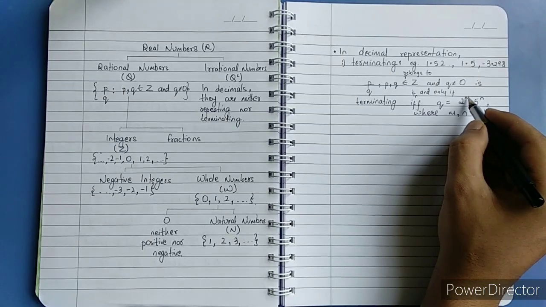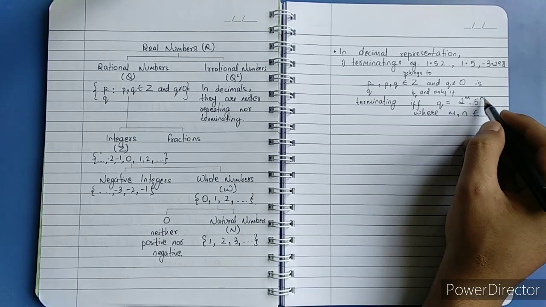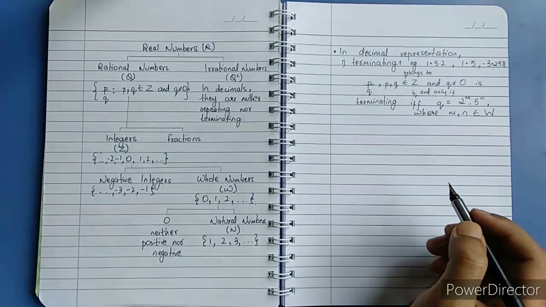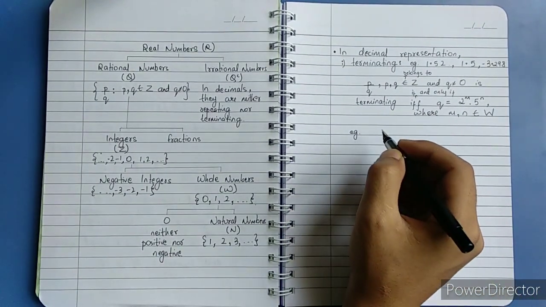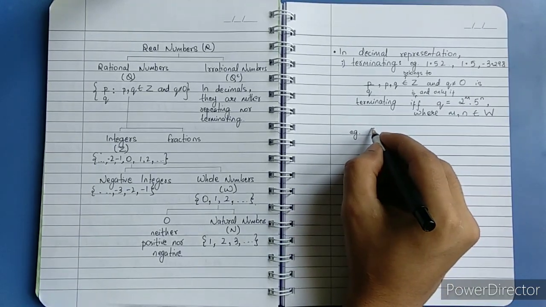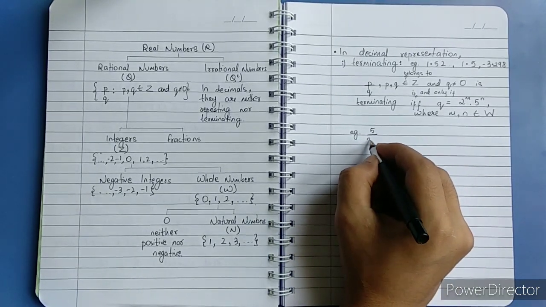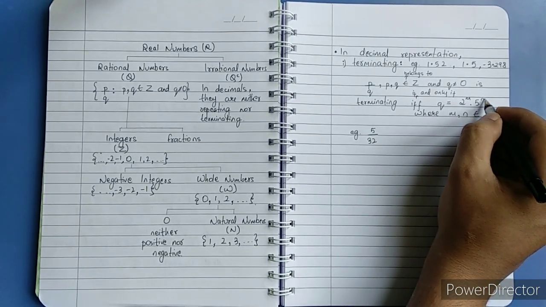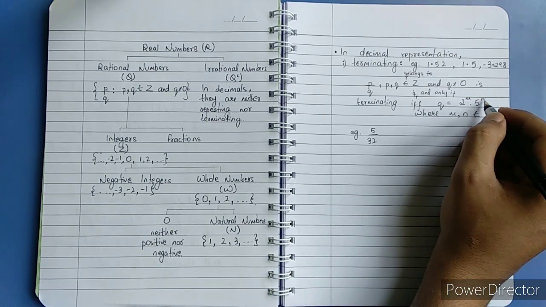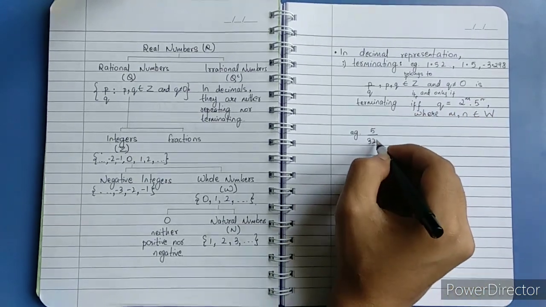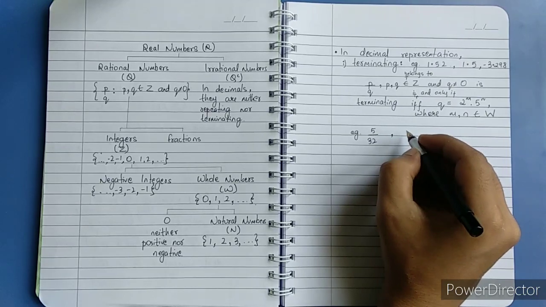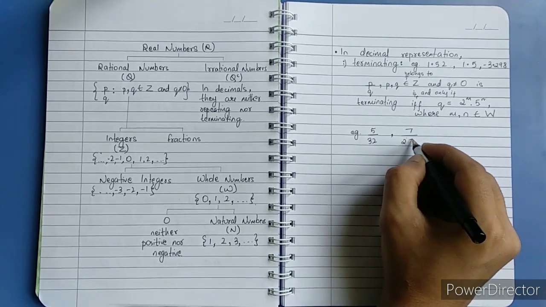So say m is 0. So if m is 0, 2 to the power 0 is 1 and say n is 3. So 5 cube is 125. So if there is division by 125, the number is going to be terminating. So an example of terminating decimals, by this definition, we can say is 5 by say 32. So 32 is basically 2 to the power 5, 5 to the power 0. So m and n are whole numbers, hence this q, this 32, will make this p by q number terminating.